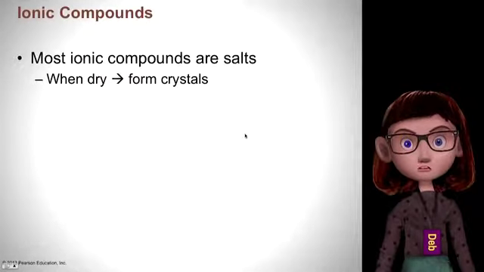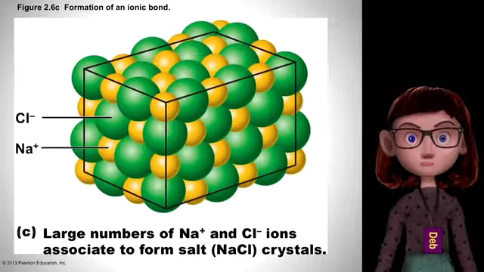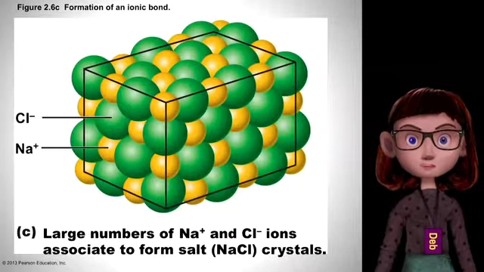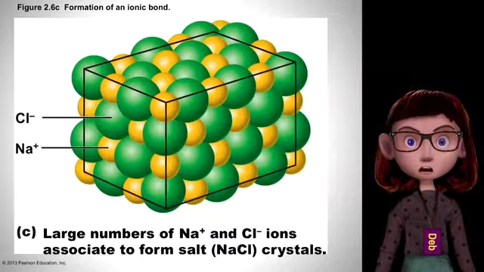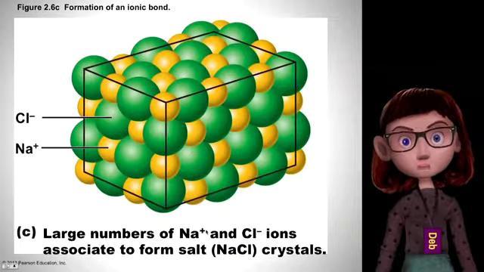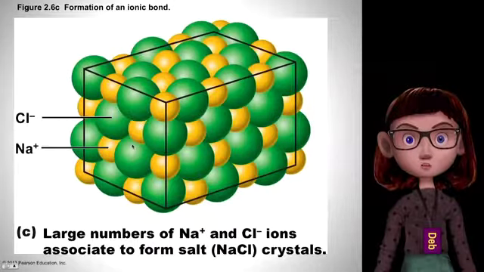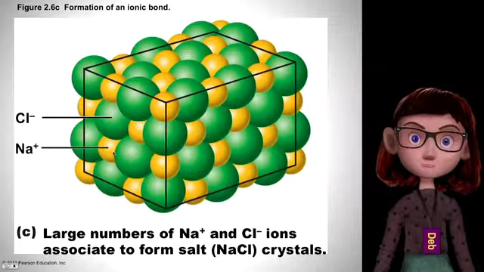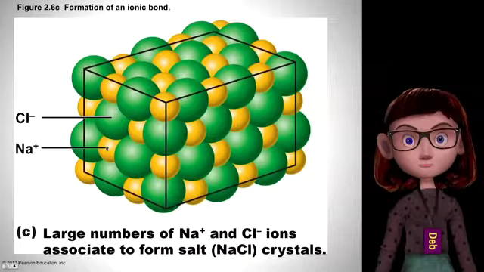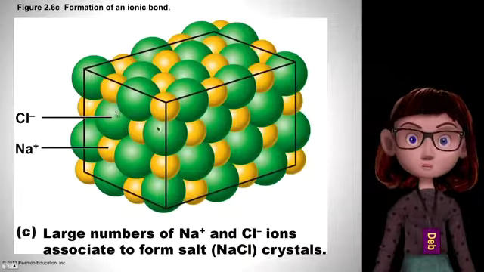Ionic compounds are usually salts. When dry, they will form crystals. This is illustrating a table salt, sodium chloride crystal, and you can see this is from when large numbers of sodium ions and chloride ions come together, and they stick very tightly together to form a salt crystal. Here is the yellow ball representing the sodium ion, the cation, remember it's a cation, and the anion, chloride ion right there.